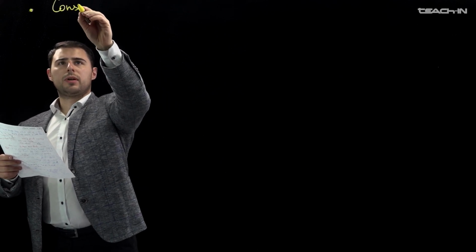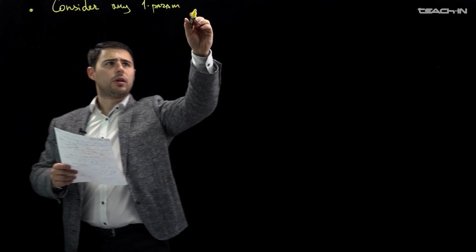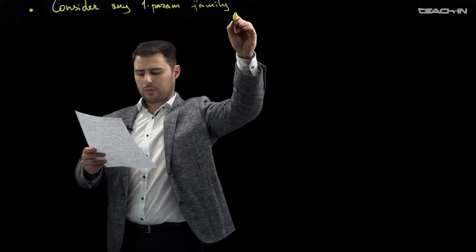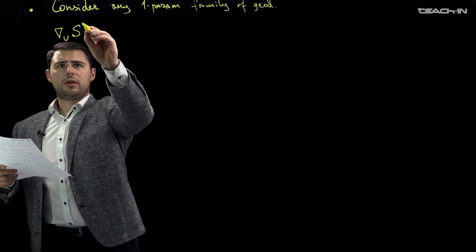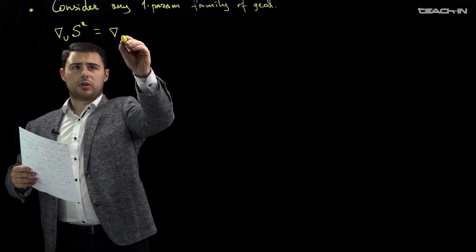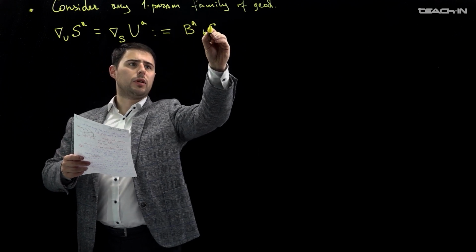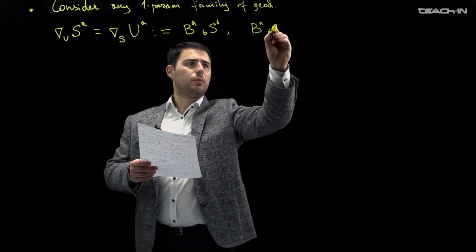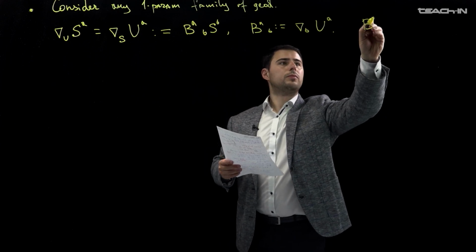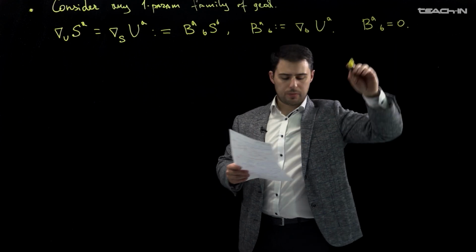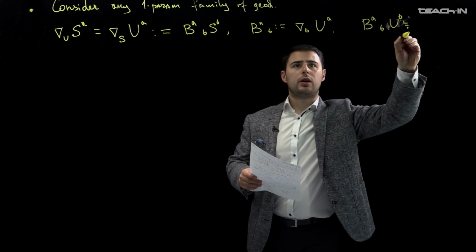So now let us consider any one parameter family of geodesics in a congruence. So we have d_u of S, which, as we have shown in the last section, commutes with u. And we can denote it as B^A_B S^B, where B_AB is g_BC u^A. Note that B_AB u^B equals 0.